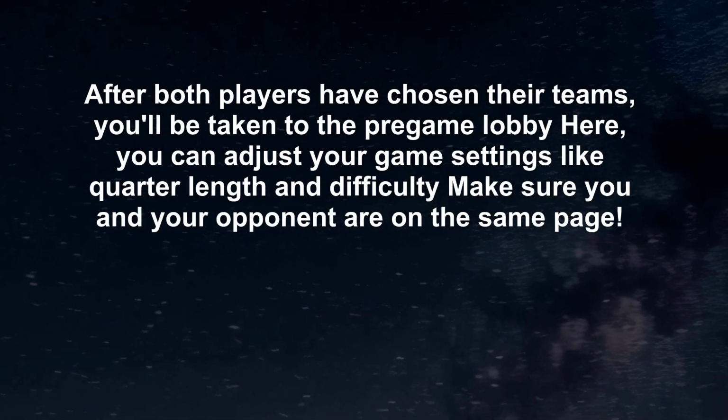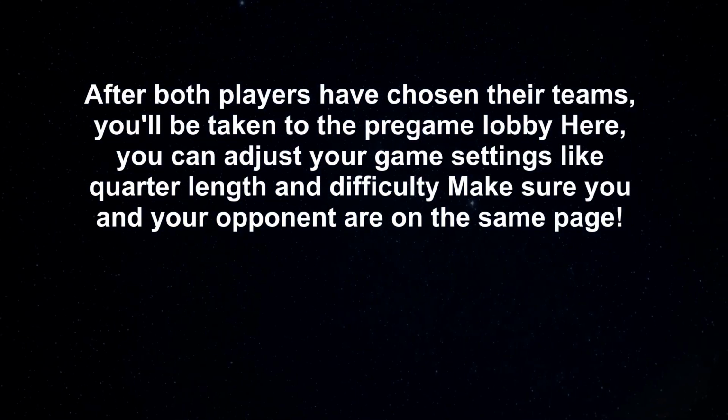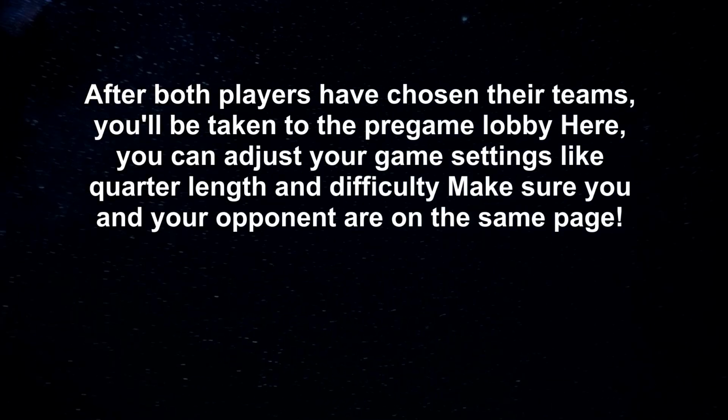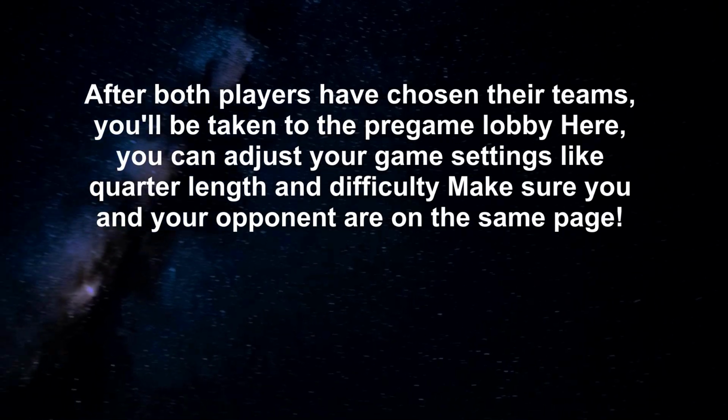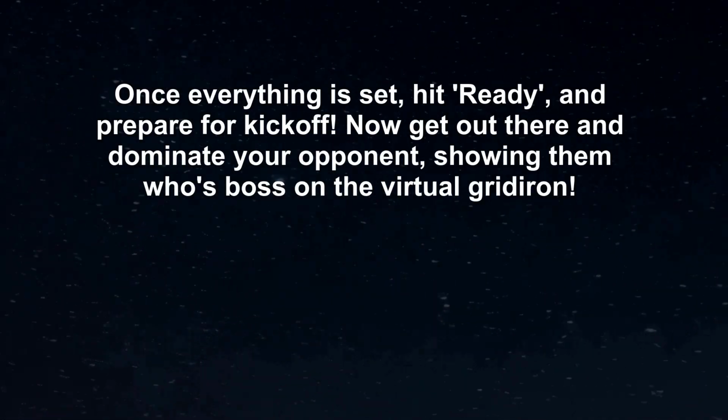After both players have chosen their teams, you'll be taken to the Pregame Lobby. Here, you can adjust your game settings like quarter length and difficulty. Make sure you and your opponent are on the same page. Once everything is set, hit ready and prepare for kickoff.